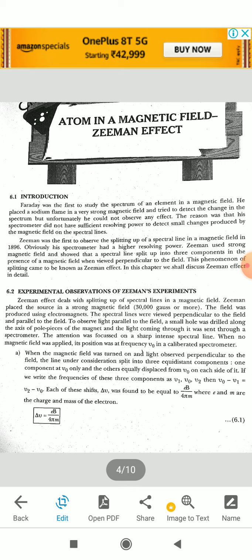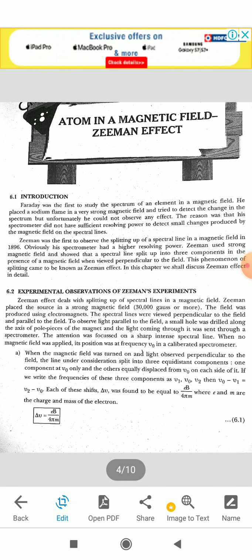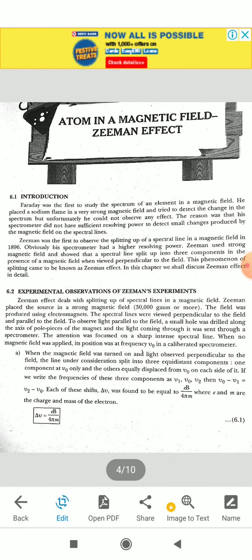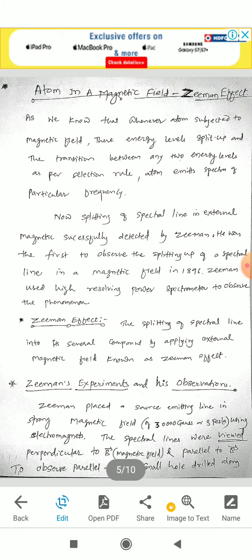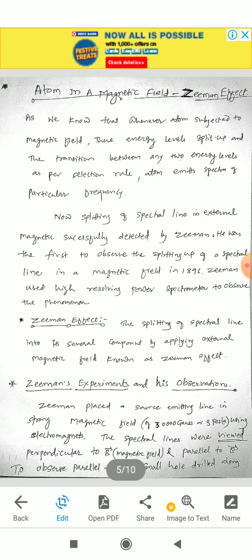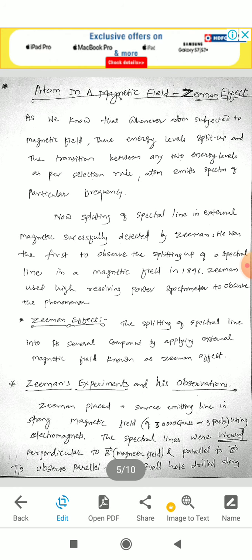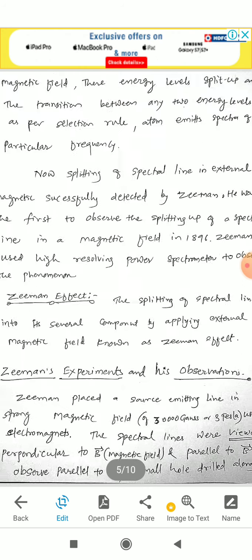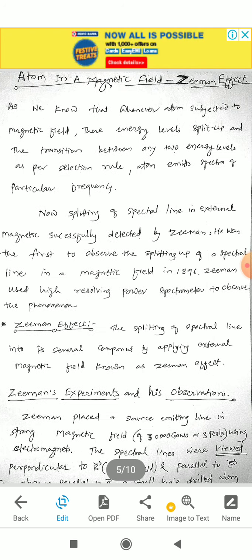the charge into the magnetic field applied, e B upon 4 pi m, where e is the charge on the electron and m is the mass of the electron. So in today's topic, what is the Zeeman effect, and how did Zeeman observe this effect? We state that the Zeeman effect is nothing but the splitting of a spectral line into several components by applying an external magnetic field.